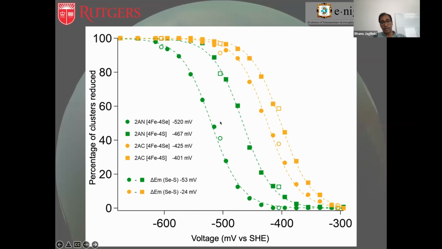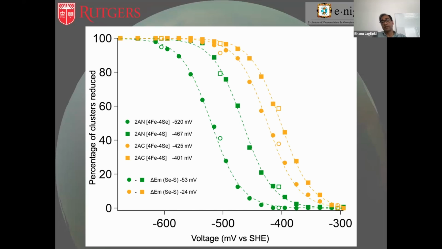So if you look into the AN series, when we have the 4 iron 4 sulfur clusters, the midpoint potential is about minus 467 millivolts. But when I substitute with the selenium clusters, the midpoint potential was lowered by as much as 53 millivolts further, to about minus 520 millivolts. On the other side, there is not much difference observed, but still it is a significant minus 24 millivolts, from minus 401 to minus 425, the moment we substitute the 4 iron 4 sulfur with the 4 seleniums.